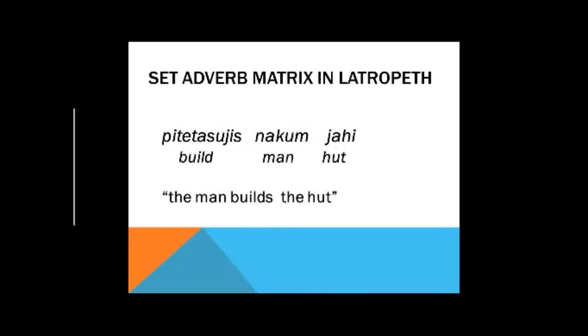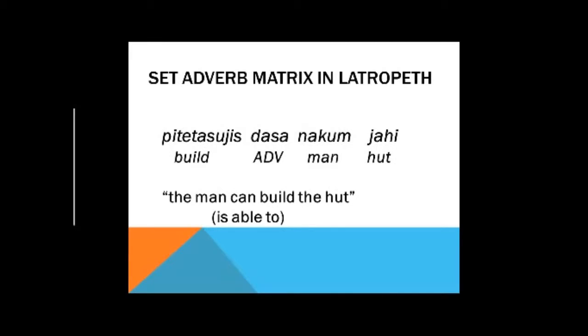So here's a simple sentence that does not contain an adverb. The man builds the hut. So piche tasu yis na kumyahi. And now we've thrown one of these set adverbs in, following the verb, as the adverb does. And we've added the concept of possibility in terms of ability. So we then say piche tasu yis dasa na kumyahi. And we get something that would translate as the man can build the hut, or is able to build the hut. He can because he has the ability.